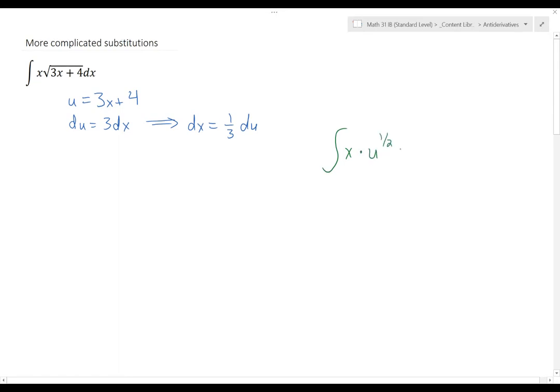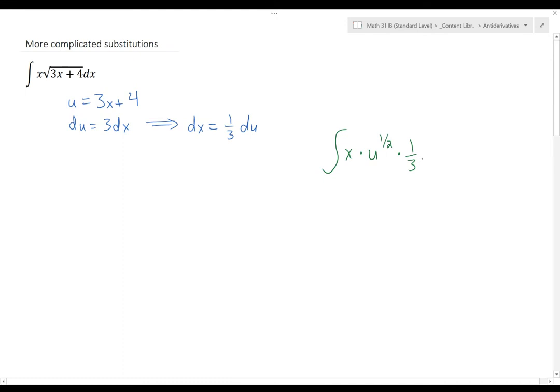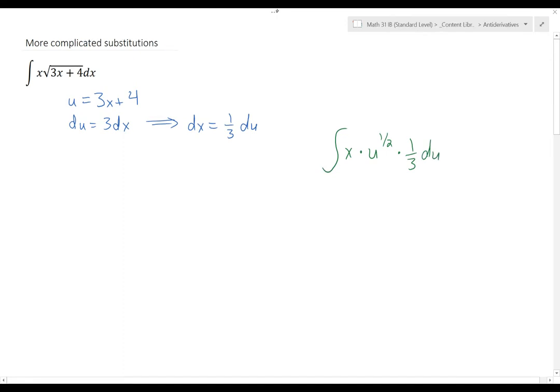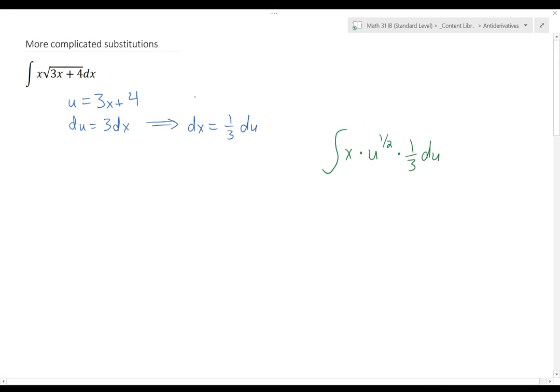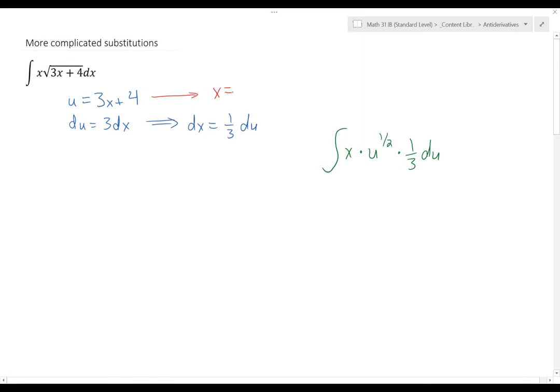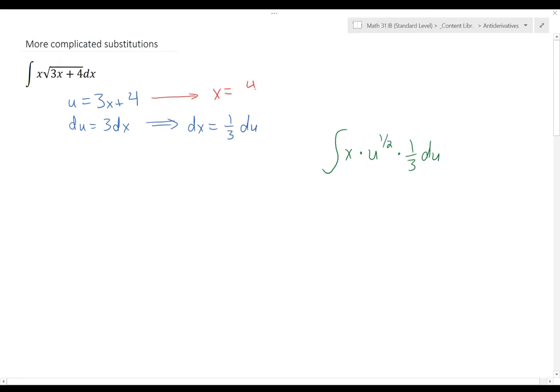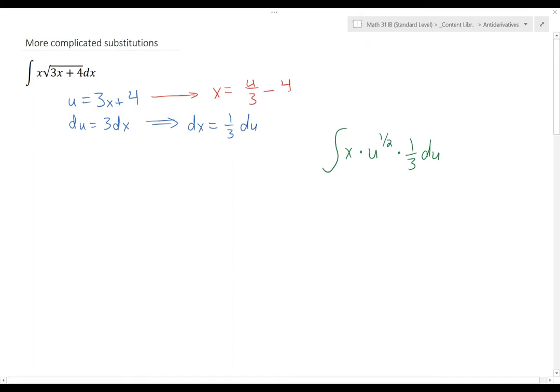But if I just do this substitution as is, I've still got that x out there. So x times u to the 1/2 times 1/3 du. So I also need to substitute that x. Well, according to this substitution, x is equal to u over 3 minus 4 over 3. So it's a binomial. So it doesn't seem to be making this more doable if I'm going to have to substitute that, but it actually does.